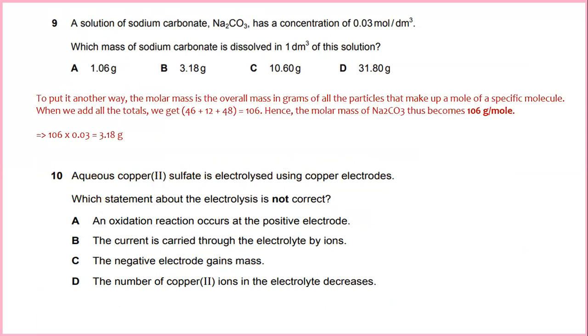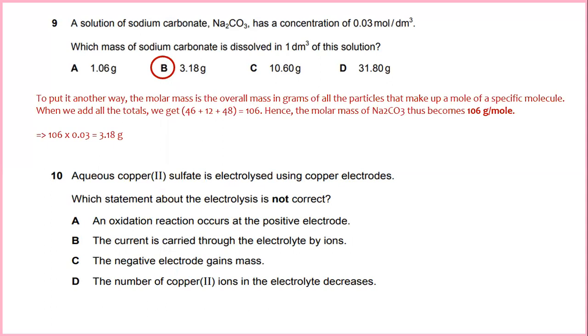When we add all the totals, we get 36 plus 12 plus 48. It becomes the value of 106. Hence, the molar mass of Na2CO3 thus becomes 106 gram per mole. To get the mass of sodium carbonate dissolved in 1 decimeter cube of this solution, we multiply 106 by 0.03, and we get the value of 3.18 grams. The answer will be B.